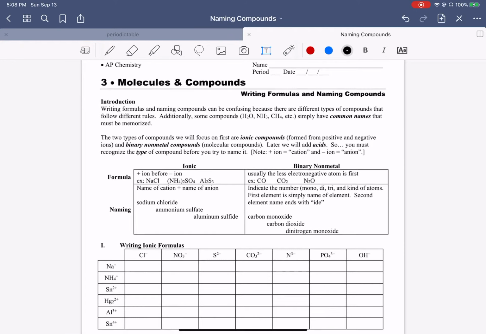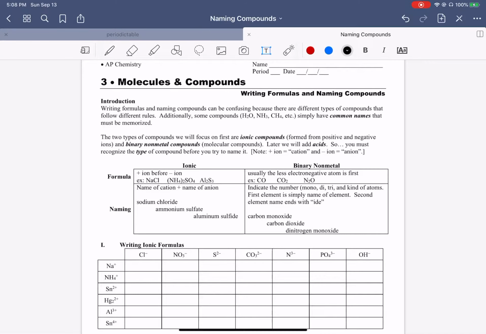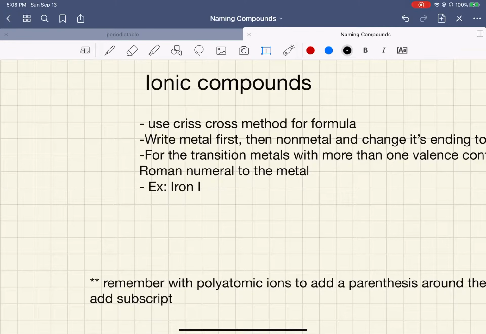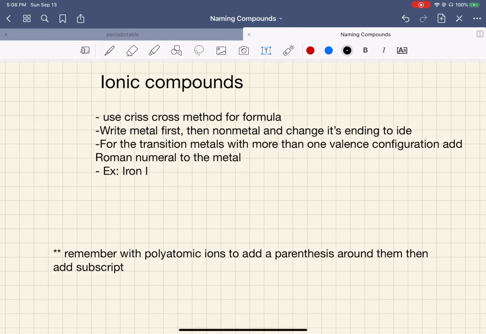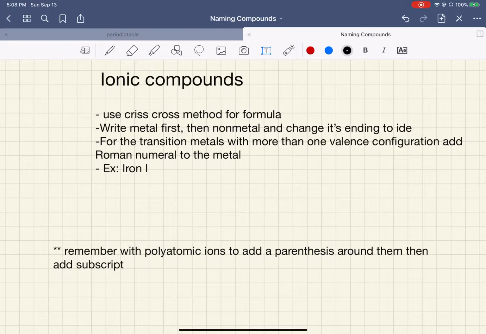Okay, so today I'm going to be going over this worksheet that says an introduction to writing ionic and covalent compounds. And I just want to go over a couple things before we get started. There's some rules here. First off, make sure that we're using the crisscross method to find the formula, using the valence electrons.